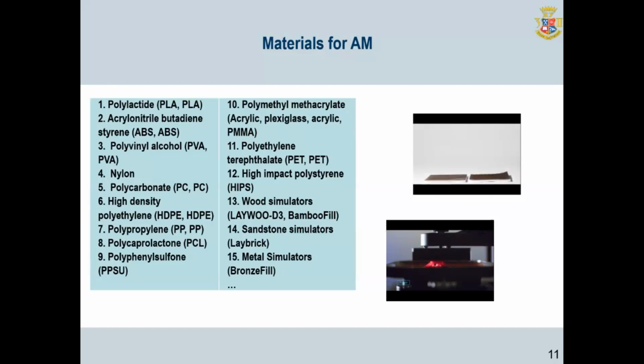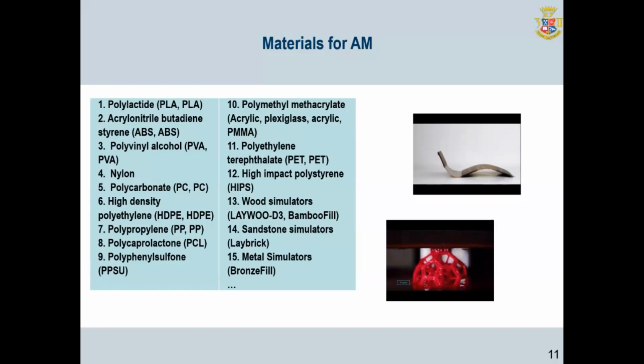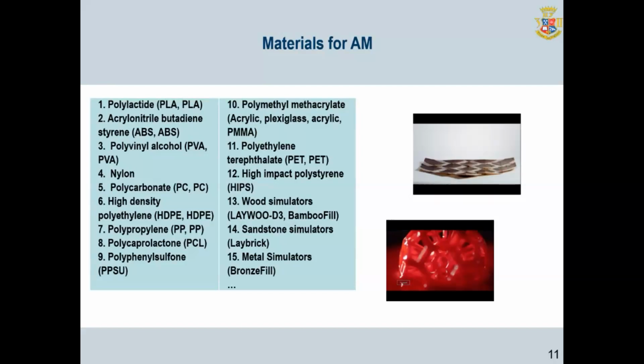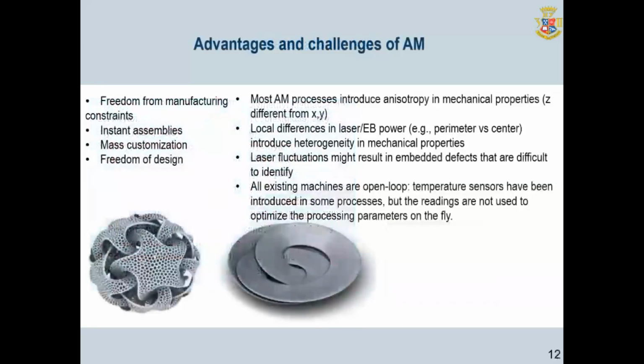3D printers are not just for printing metal and plastic. You can also use them to print woodwork projects. In this case, it is possible to create programmable structures that take their shape under the influence of external factors, such as moisture. The main advantages of additive manufacturing are freedom from manufacturing constraints, instant assemblies, mass customization, freedom of design.